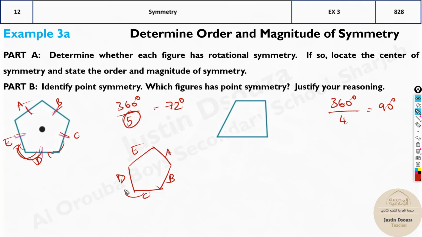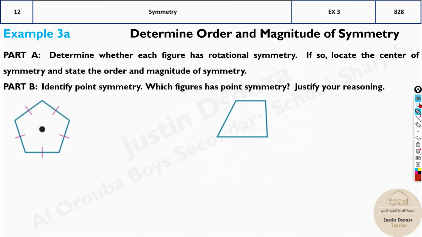Now this is C, right? I'll move this again. Now this will be B. Then it will be A. Then it will be E. And then it will be lastly D. D was the original. So what is the order? To get back to D, it is 1, 2, 3, 4, 5 times. So that is basically the order: how many times we can rotate it to map itself. So rotational symmetry exists over here.